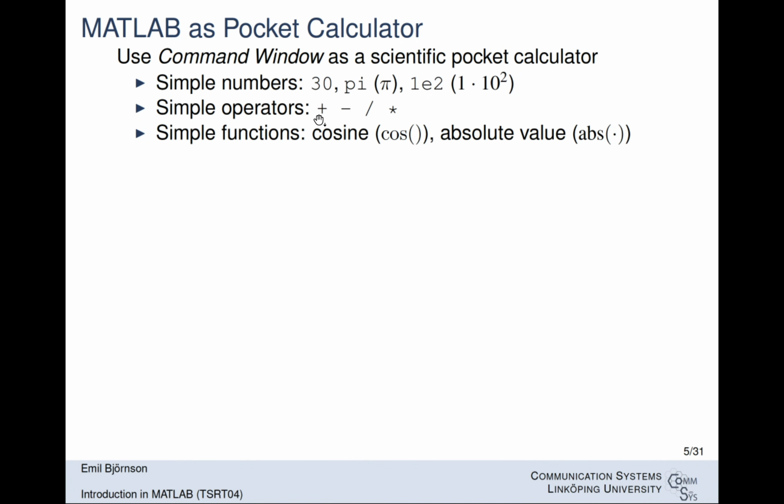Conventional operators like plus, minus, divided by, or multiplication are just written with those typical characters. And the cosine, for example, is written with cos, the sine with sin. A lot of functions already exist within MATLAB. The absolute value, for example, is written by abs. So to a large extent, you need to learn the names of different functions that are used in MATLAB so you can calculate things basically.